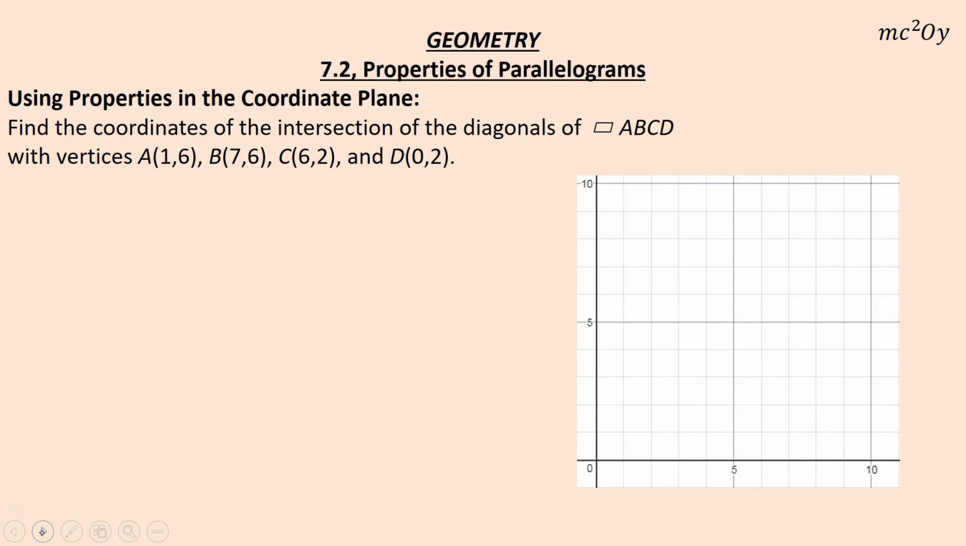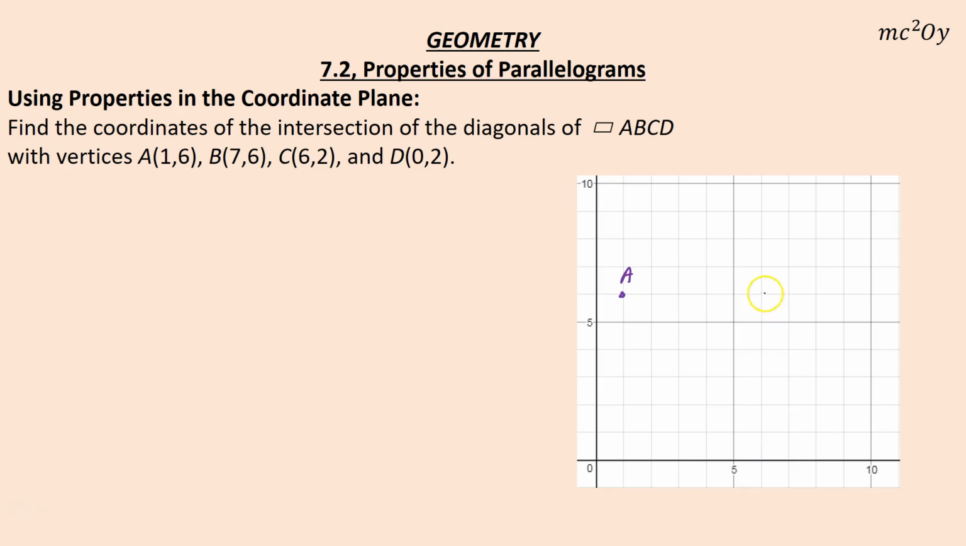This one here, find the coordinates of the intersection of the diagonals of ABCD. So first you have to actually plot your points A, B, C, D, and they give you the vertices. A(1, 6), and oops, that is not B, that is A. Holy moly, see if I can get that erased there. Well, it doesn't want to erase for me, so, oh, there we go.